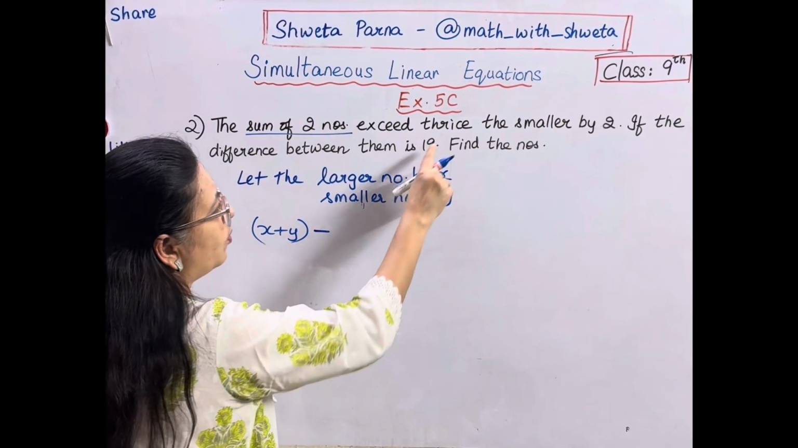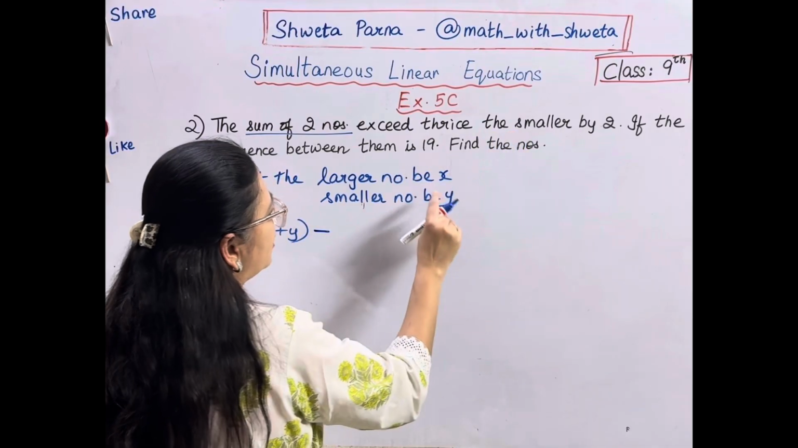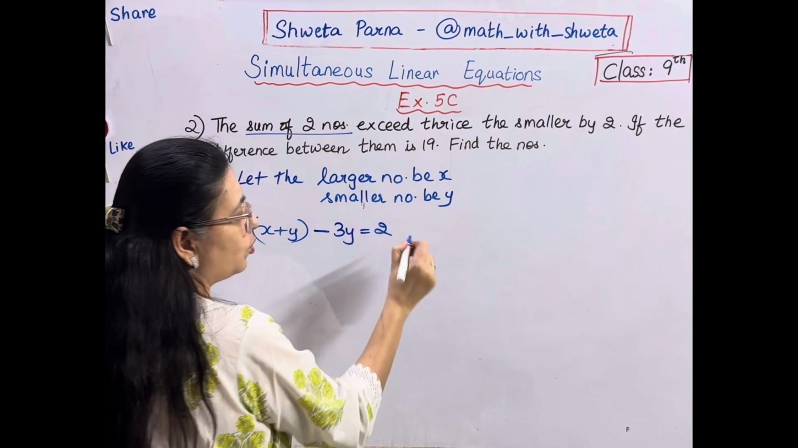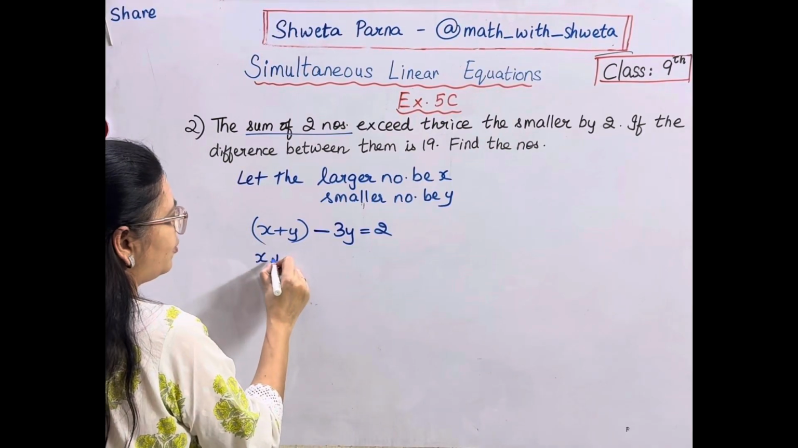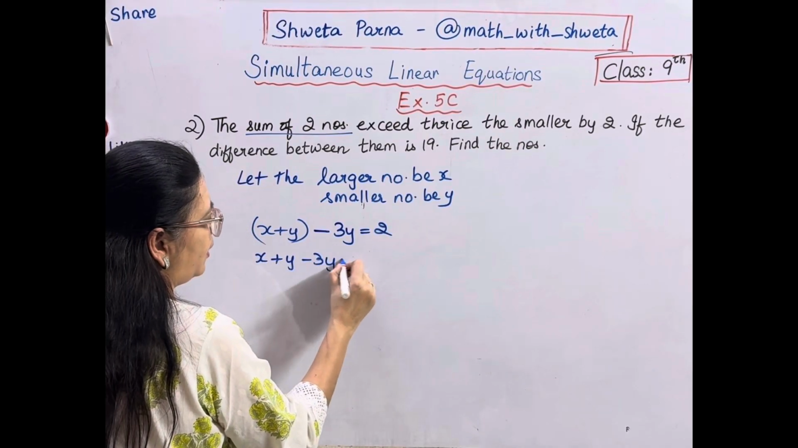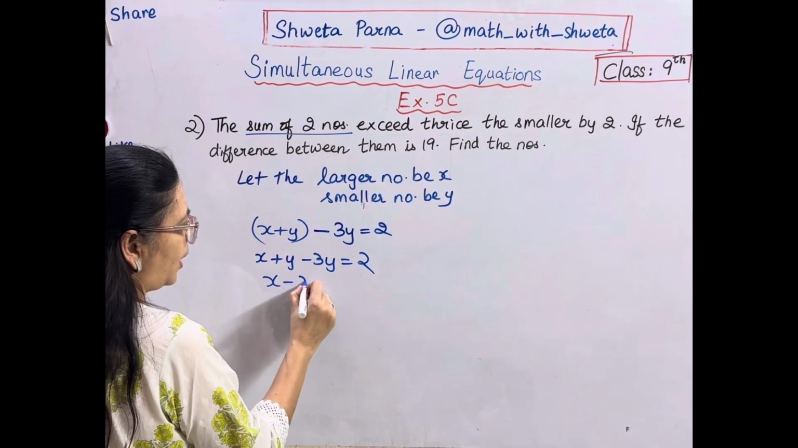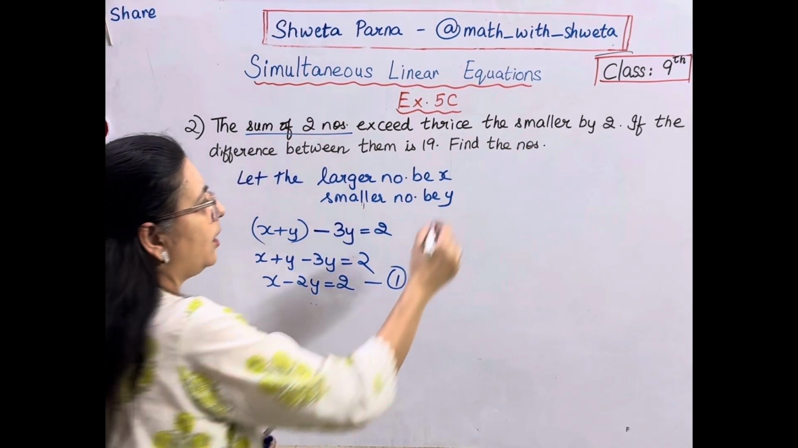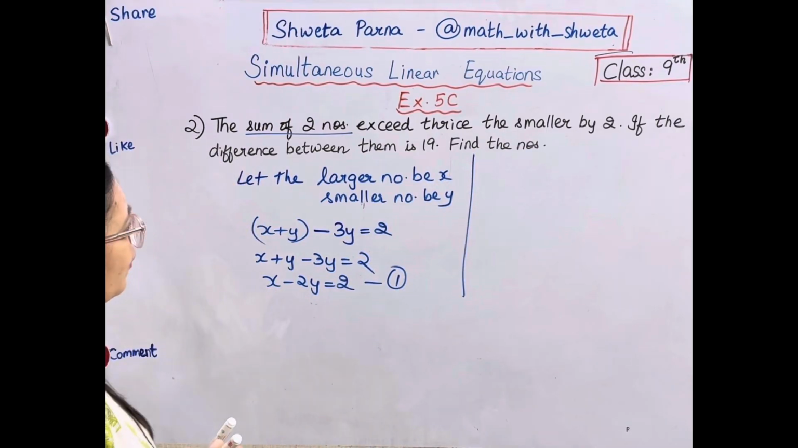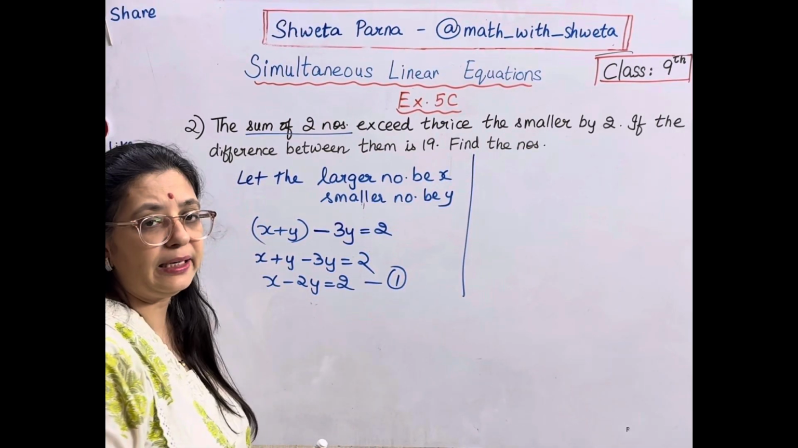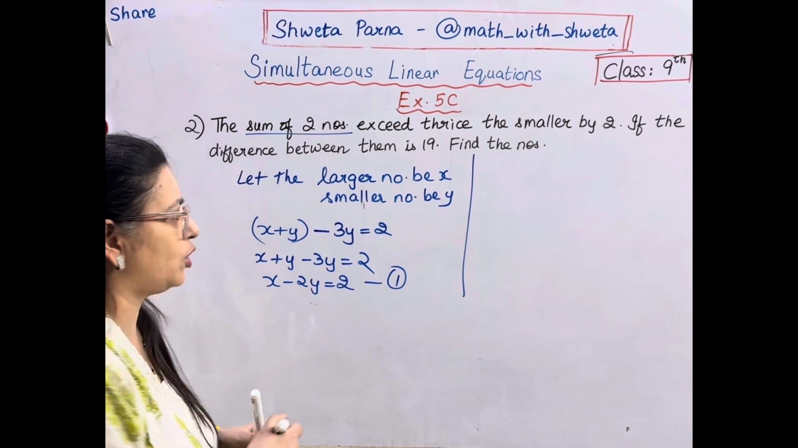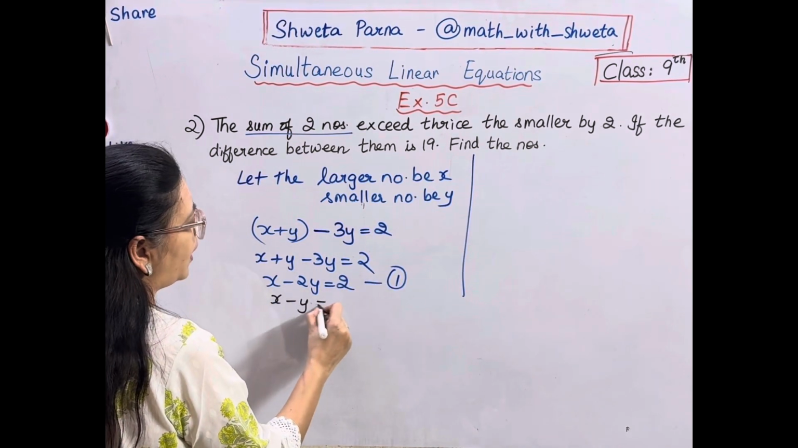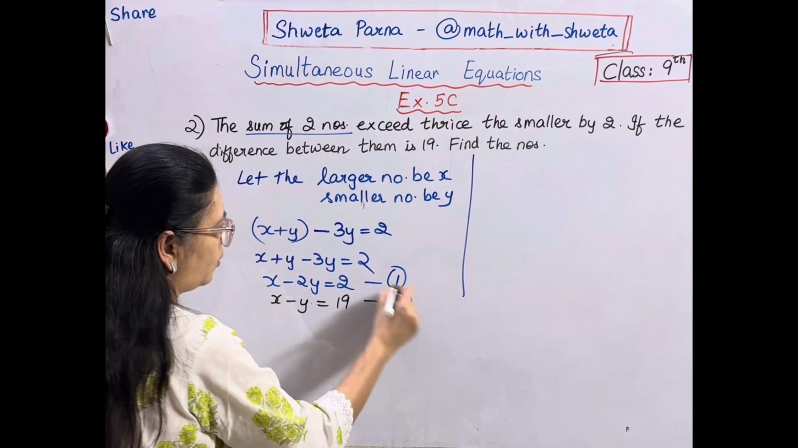So exceed what? Thrice the smaller. Smaller number is y. So thrice the smaller is 3y by 2. So this will become x plus y minus 3y is equal to 2. So x minus 2y is equal to 2. This is the first equation. Okay. Now let's go to the next equation. If the difference between them is 19. Difference means subtraction. So larger number minus smaller number. So x minus y is 19. This is the second equation.